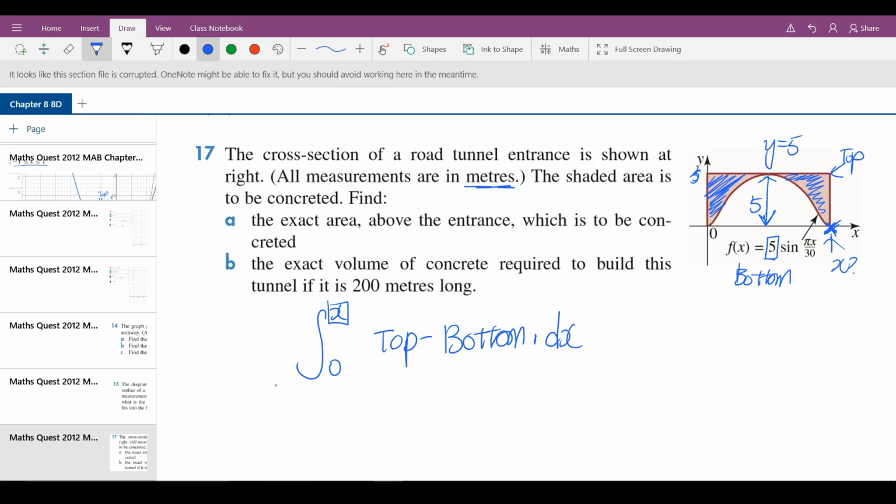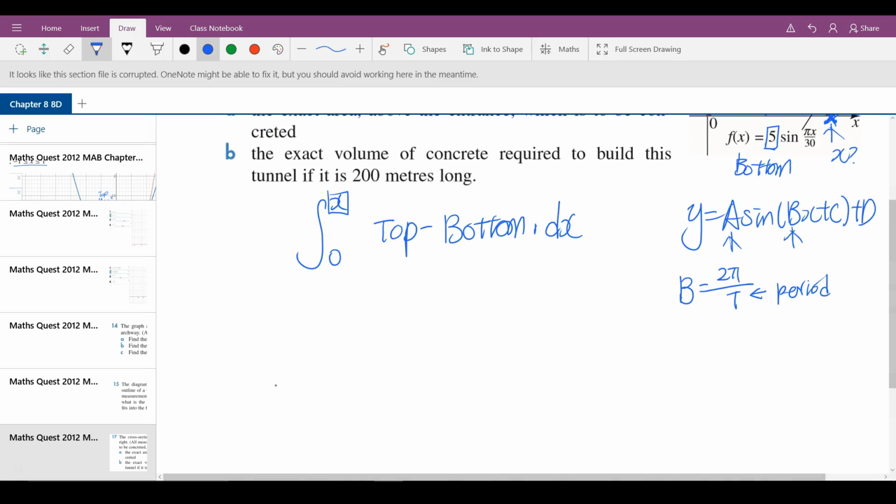Let's find the period. The standard sinusoidal function is y equals a sine of bx plus c, plus d. Here a is the amplitude, and b is something we use to find the period. So b is equal to 2 pi over t, where t is the period. So t is just equal to 2 pi over b, right?